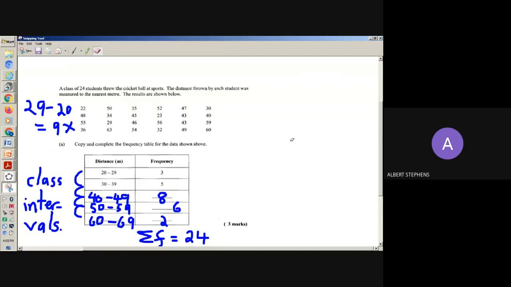All right, now we have something called class midpoint.